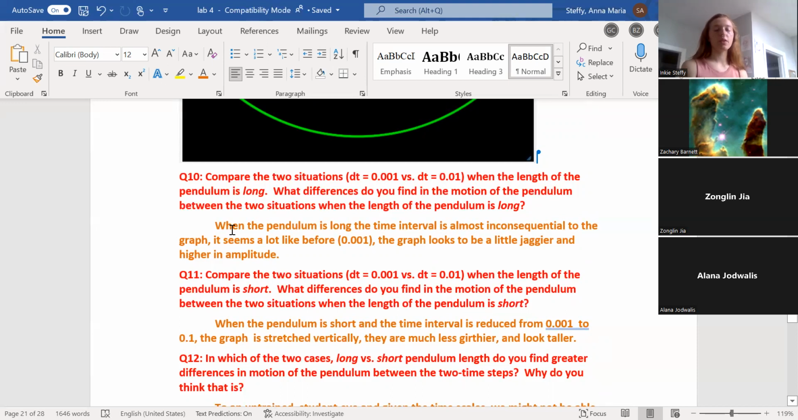So if there was a difference, does anyone have any guesses of what it would be between a 1,000th time step, a 100th time step, and a 1/10 time step, or whatever decimal places they are? Whatever. Well, wait, I have a question.